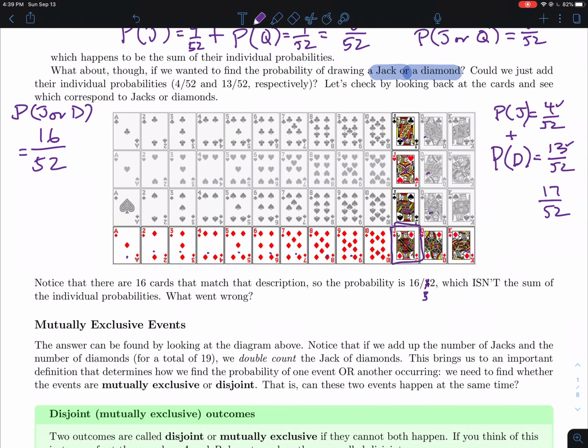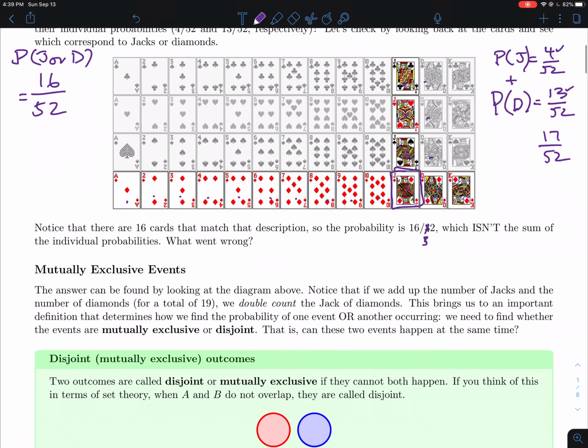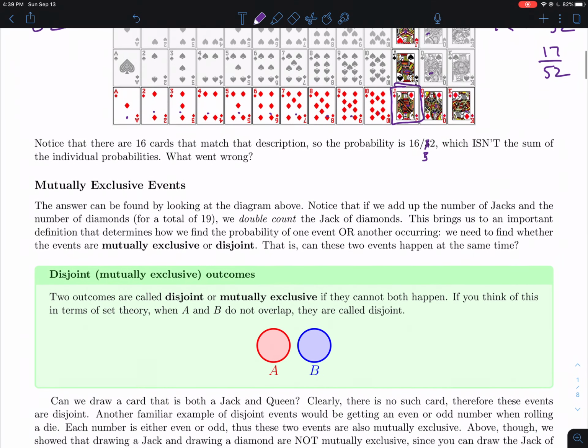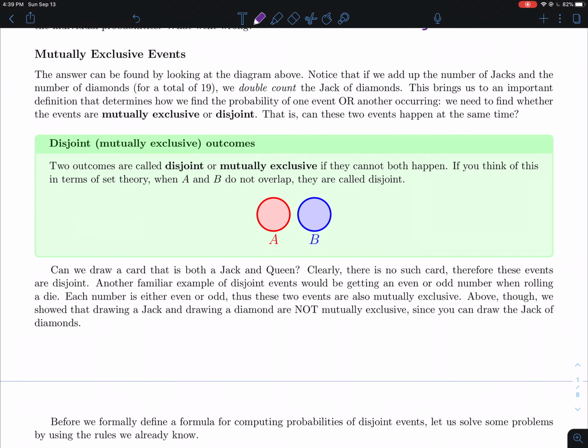Just keep in mind that sometimes you have to be a little careful about double counting. So for right now, we want to focus on events like the first one, where there was no overlap, no double counting. When that occurs, these are called mutually exclusive events. Mutually exclusive events are two outcomes that are disjoint, meaning they cannot both happen at the same time. If you think about this from a set theory perspective, you'd have a Venn diagram where you had 2 circles that didn't overlap at all. And if that was the case, then everything was fine.